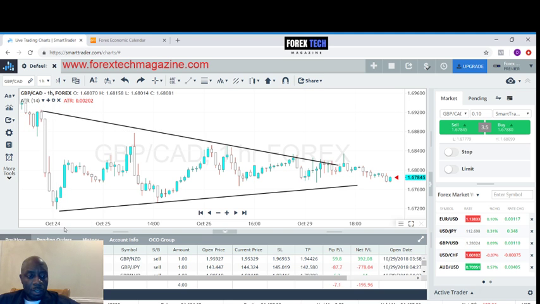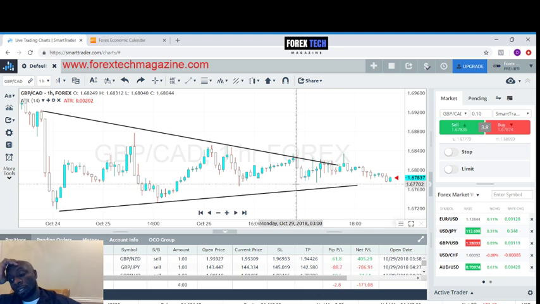So here's a high, here's a low, here's another high, here's another low that's higher than the previous low. Here's another high that's lower than that previous high. And here's a low that's higher than the previous low, a high that's lower than the previous high, a low higher than the previous low. You get the point, right? It's consolidating.